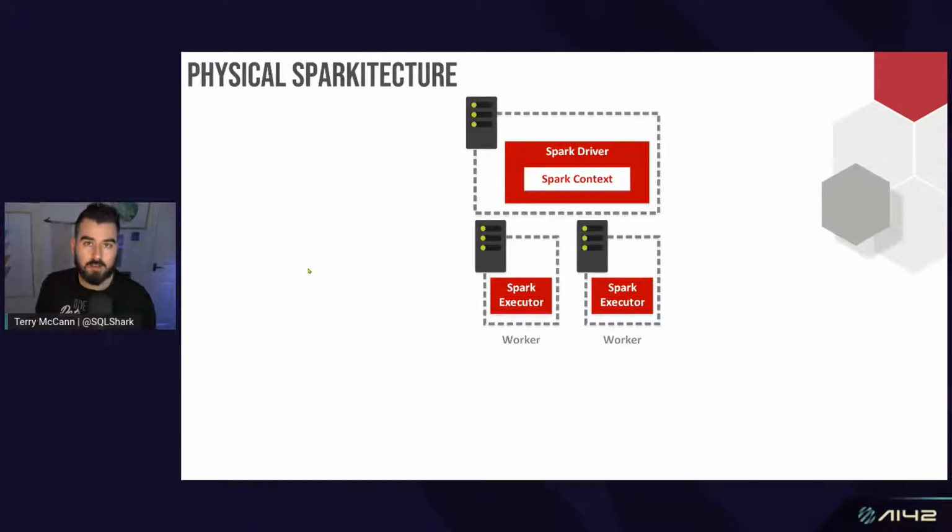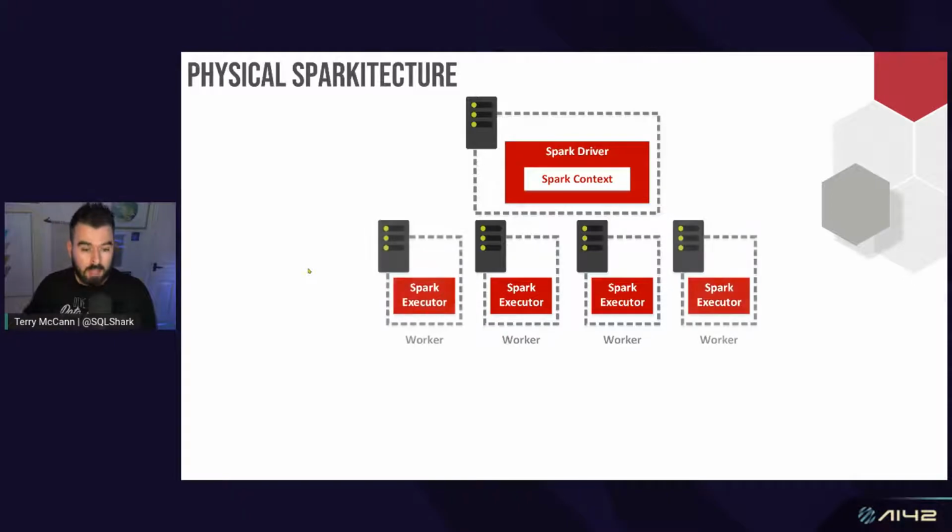And now the driver node is ultimately responsible for telling Spark and all the workers what to do. This is a very common scenario where you've got one driver and 2 workers, but you might have more, right? You might have a single driver and 4 workers. Depending on what you're trying to do, that scale is incredibly elastic.